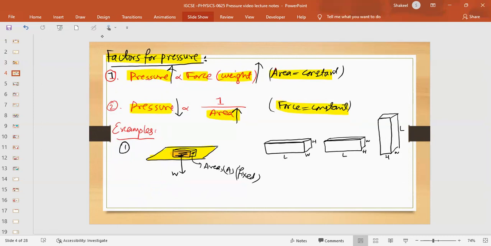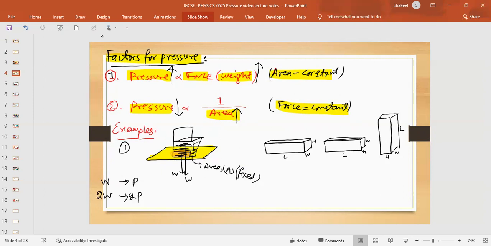In example 1, there is a surface on which an object of weight W is placed. Let's say the pressure with W is P. If you put another block of the same weight on it, then of course the weight will be doubled now, but the contact area would be same. It means the weight is 2W, so pressure will also be increased, 2P.